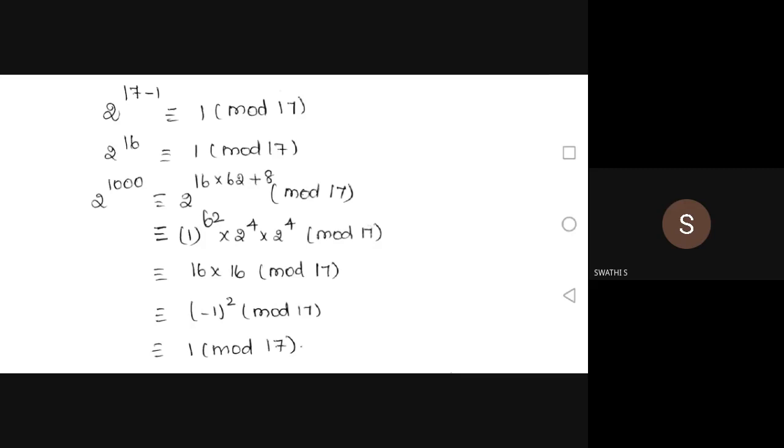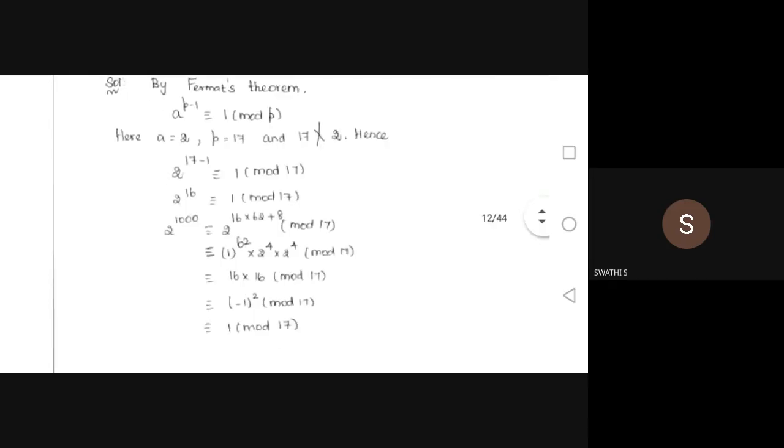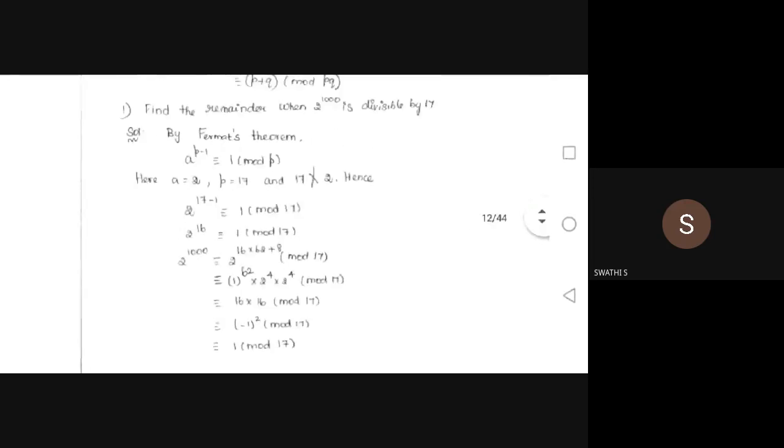Okay. So we received the required solution. So when 2 power 1000 is divided by 17, the remainder will be 1.